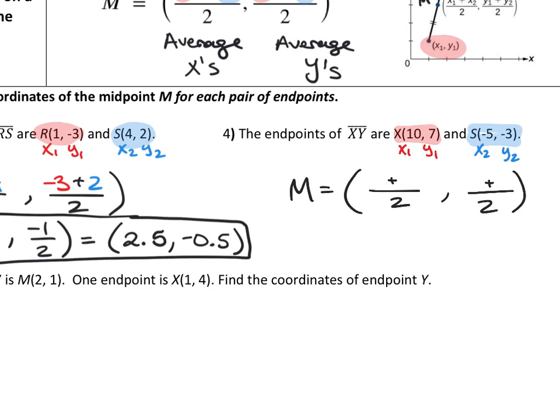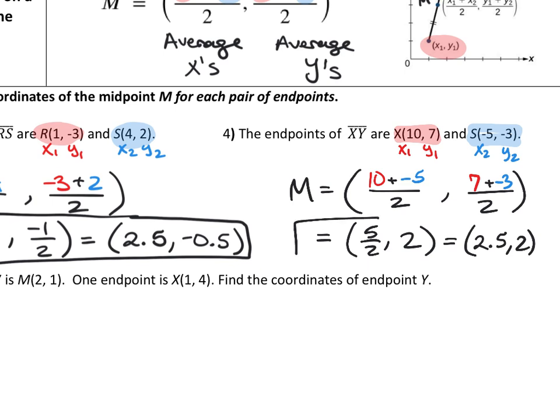Once my formula is ready, we would have 10 in the first spot. What goes in the second spot? Negative 5. And now the top of the y's? 7. And then? Negative 3. Cool. We type it in on our calculator. Make sure we're computing correctly. This should be 5 over 2, comma 2. If we change that to a decimal, because again, I know you like to think in decimals, that would be 2.5, comma 2. Those are the coordinates we would plot for the midpoint between the 2 points.